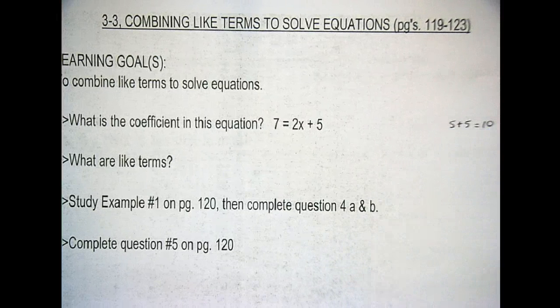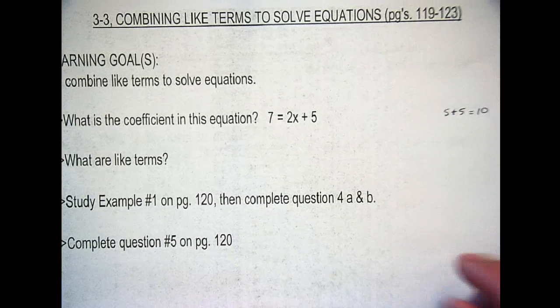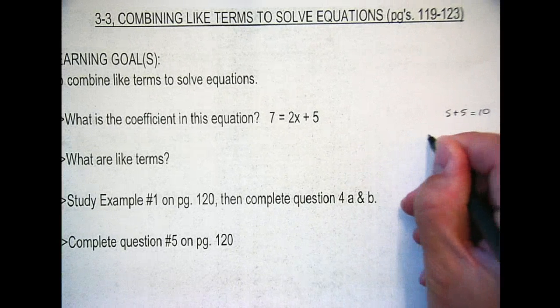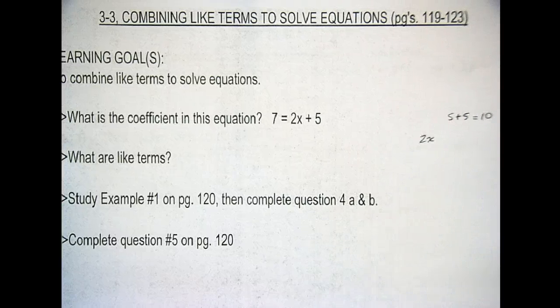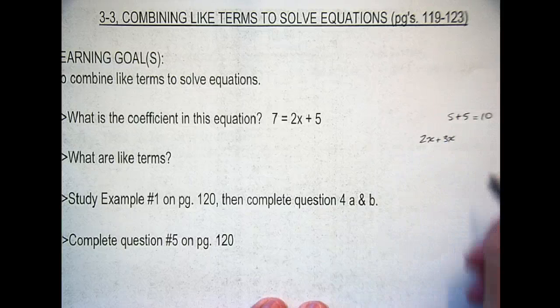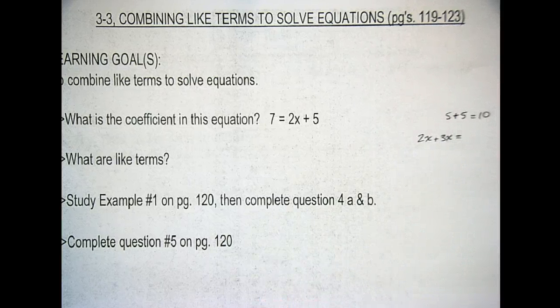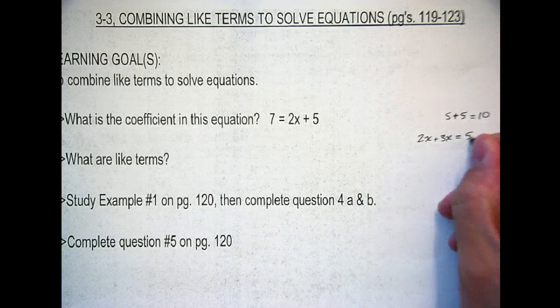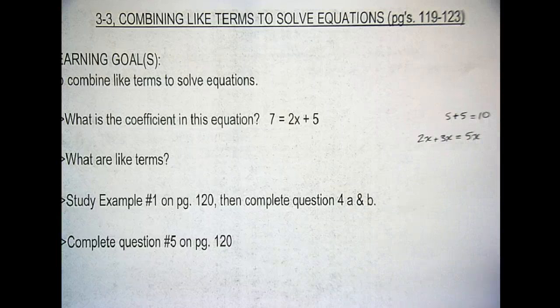We know this. Okay. What could you put together with a 2x? What's the like term for 2x? Someone else? Yes, Josh? 3x. Yeah, 3x. Okay, something else with an x attached. How many x's do I have there? Audrey? Yeah, you have 5 x's. So we have 2 x's and 3 x's. That gives us 5 x's.